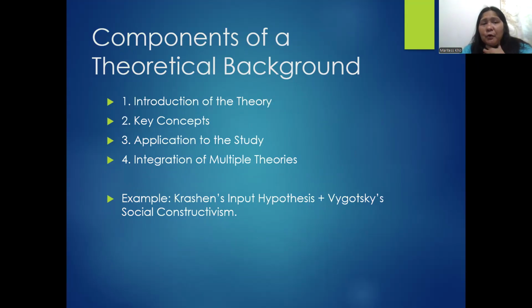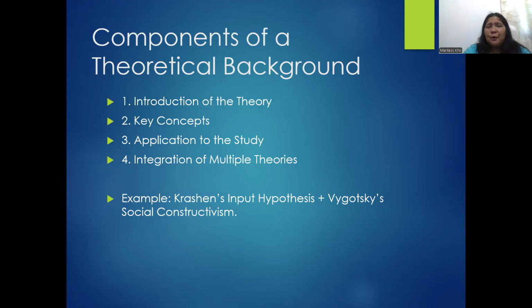We begin with the first component, which is the introduction of the theory. So it is where you express who proposed it and what it is about. Example, Krashen's input hypothesis in 1982 posits that language acquisition occurs when learners are exposed to what? Comprehensible input slightly beyond their current level. Okay, so that's the introduction of the theory. You express who proposed it, and you also express what it is about.